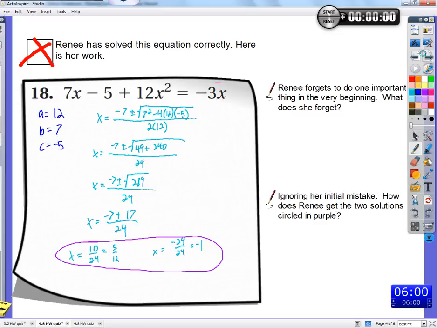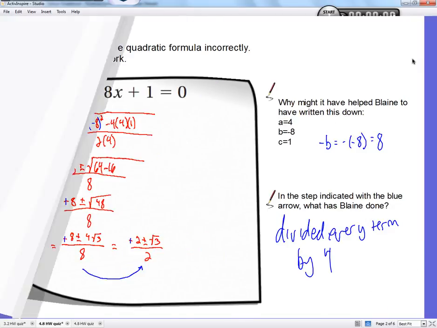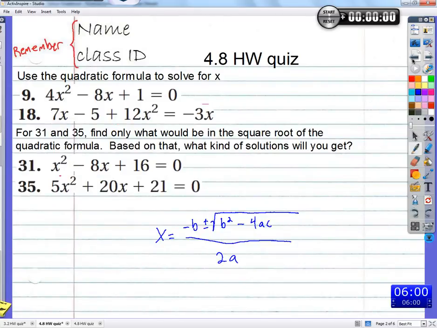Renee forgets to do, yes, add 3x to both sides. Why? So you get 0 on one side. We see this quadratic formula. We get so used to using it, we forget that there's a condition to it. It only applies for ax squared plus bx plus c equals 0. It's got to be equal to 0.